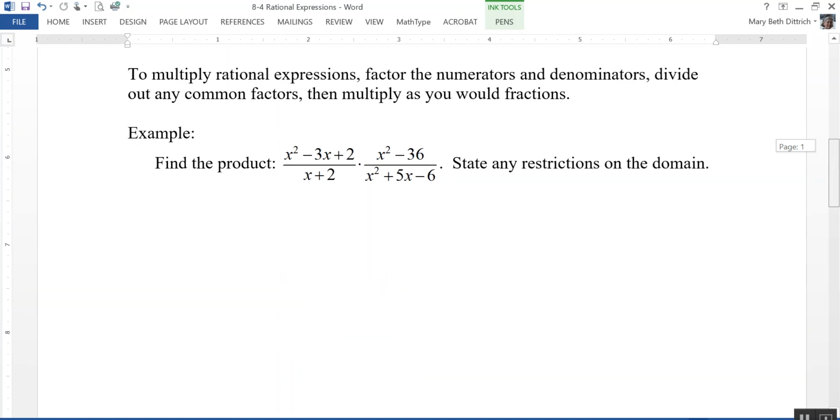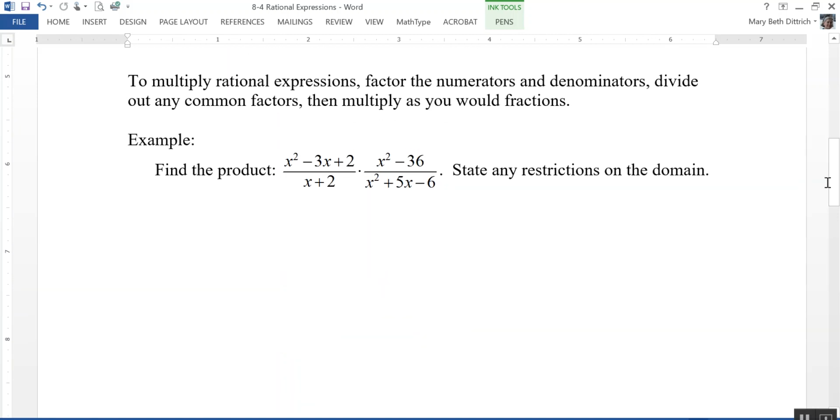Now to multiply rational expressions, we want to factor the numerators and the denominators, divide out any common factors, and then multiply as you would fractions. So here's an example. We need to find the product of x squared minus 3x plus 2 divided by x plus 2 times x squared minus 36 divided by x squared plus 5x minus 6. So let's factor everything that we can there.